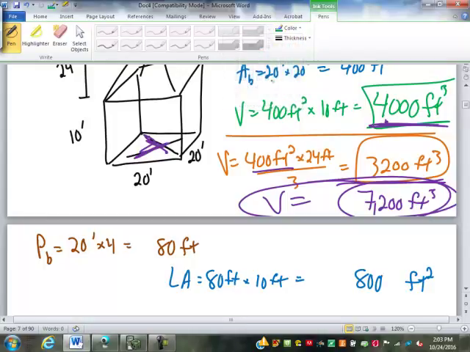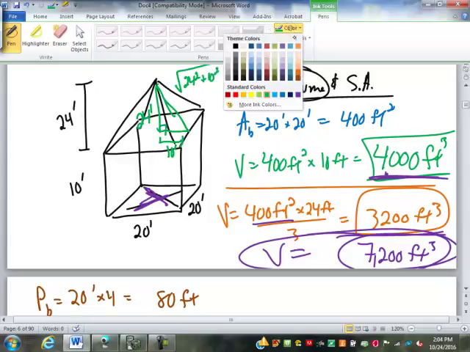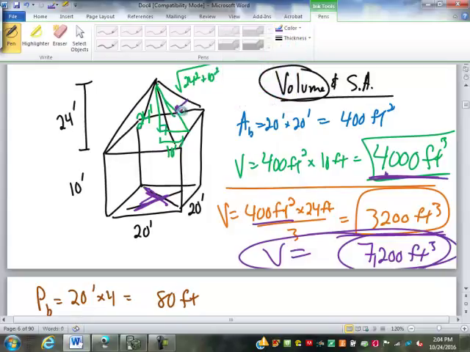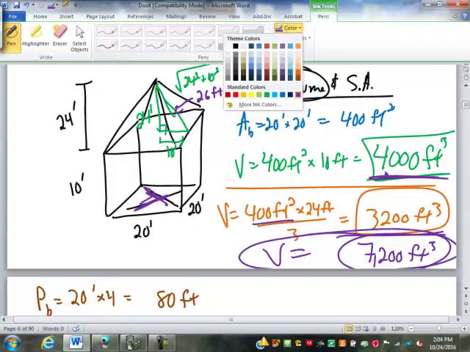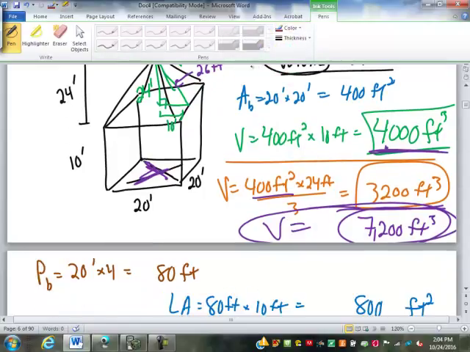Right, for the pyramid, we do need to know the slant height here. This is 24 feet. This is 10 feet. So this is going to be the square root of 24 squared plus 10 squared, which gives us a slant of 26 feet. Very good. That's a squared plus b squared equals c squared. Just remembering to do that.